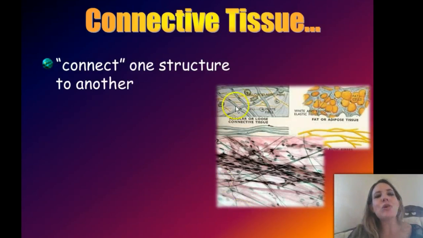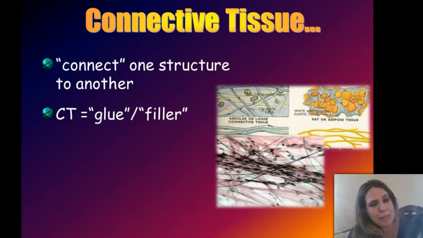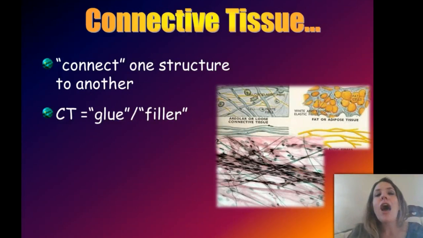So connective tissue connects one structure to another, and it comes in all sorts of shapes and sizes. So CT, connective tissue, is the glue or the filler of the body. And you can see this. For example, one kind of connective tissue is called adipose tissue. That's your fat, and of course we're all stuffed up with fat. Well, some of us more than others, like myself. But it's still cushioning, and that cushioning is also cushioning for our organs. We have connective tissue in our joints that acts as a shock absorber. So it's stuffing, it's a filler, it's a glue.